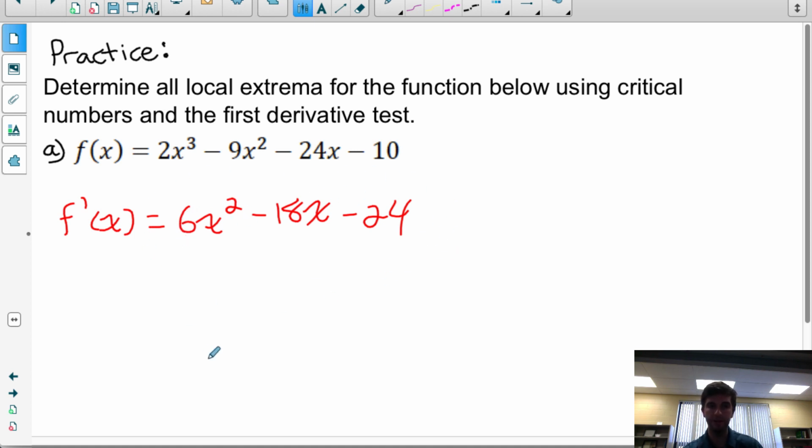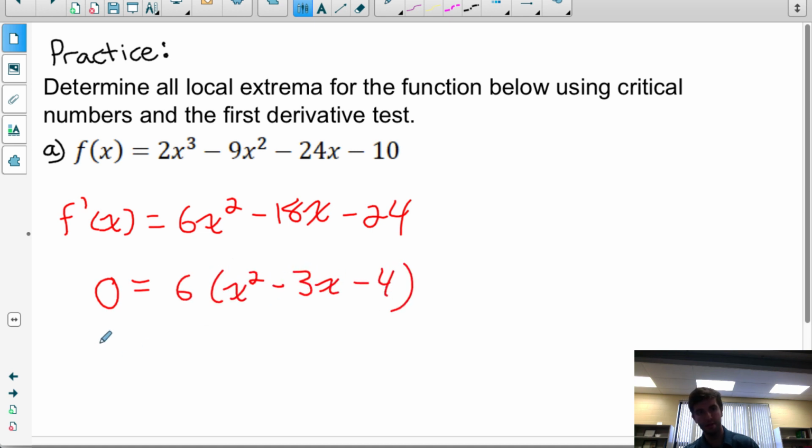So a critical number is a number that will cause this derivative to be 0 or undefined, which would tell me there's a horizontal tangent or a vertical tangent, right? If I could find an undefined value of this. This is a polynomial function, so we don't have to worry about it being undefined, right? There are no restrictions on its domain. So all I have to do to find a critical number for this function is figure out when is it 0. So I'm going to start by common factoring out a 6 from this. And this is a quadratic that can be factored, x minus 4, x plus 1.